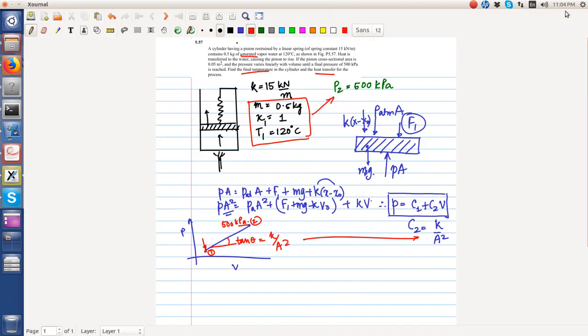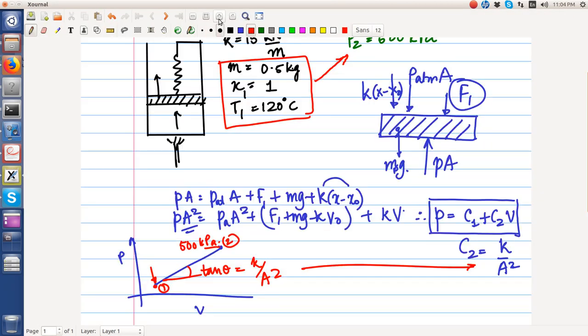If we do a force balance of the spring, the free body diagram, we have the force due to the spring acting downwards, the atmospheric pressure, and suppose we have any random force given by F1. The mass of the piston is acting downwards. All this is balanced by the internal pressure of the piston. Therefore, PA, which is the upward force, is equal to P atmosphere times A plus F1 plus mass times gravity plus K times (X minus X0).